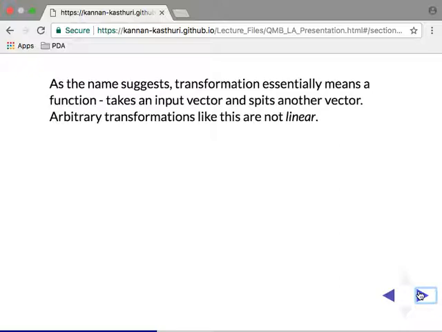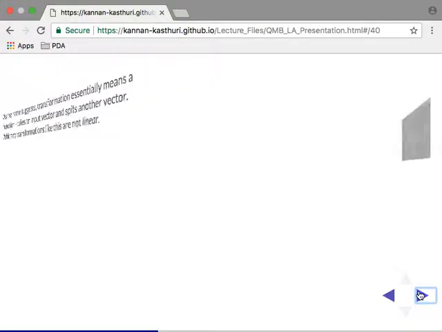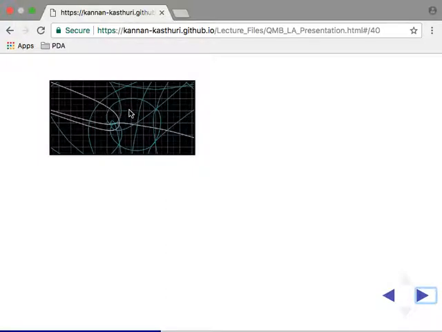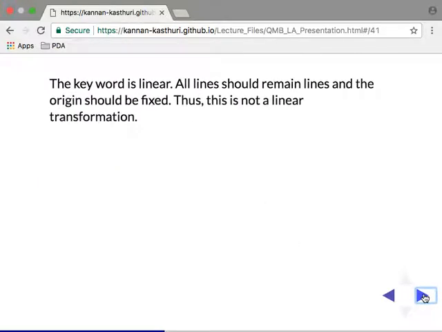So arbitrary transformations need not be linear. For instance, let's take this plane, and let's say there is a transformation, a function. There could be a point here, and after the transformation, it could just go to another place over here. So it could be an arbitrary kind of transformation, and these are not linear transformations per se. The key word is linear, which means that all lines should remain lines. They should not be transformed into curves. A line should remain a line, and the origin should be fixed.